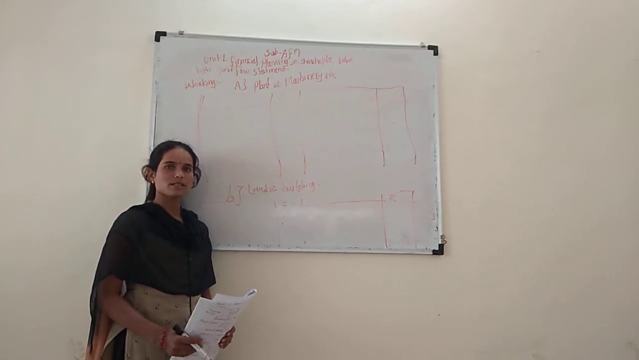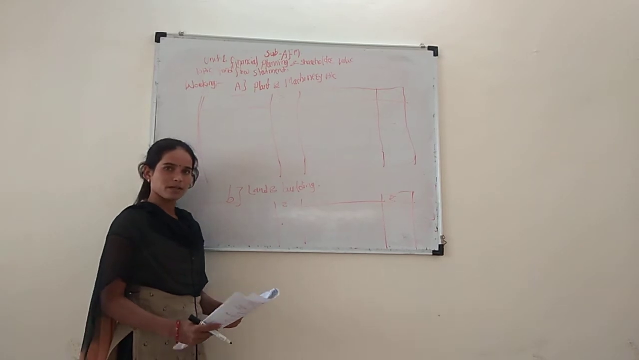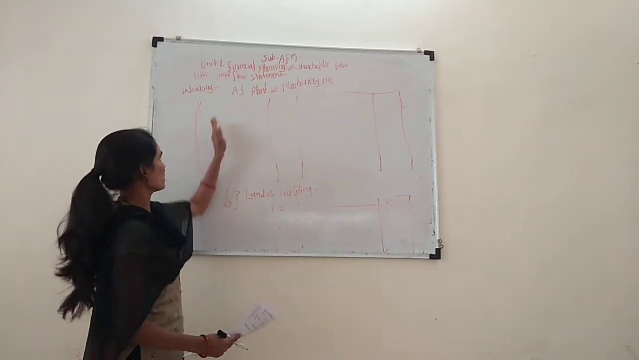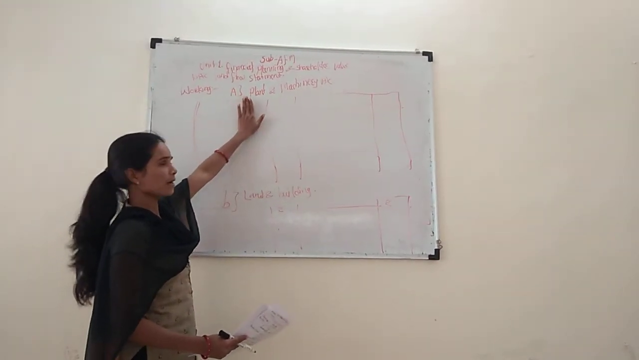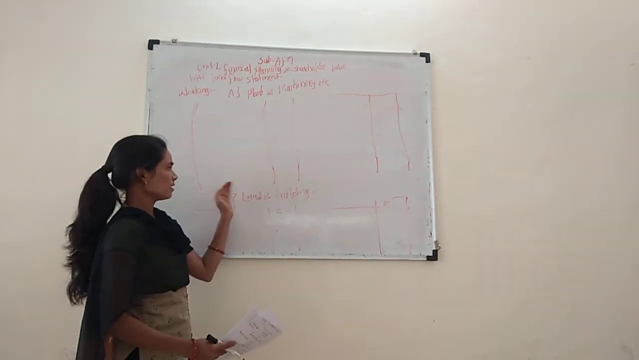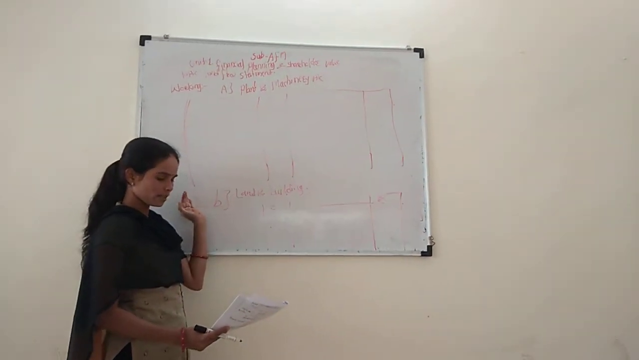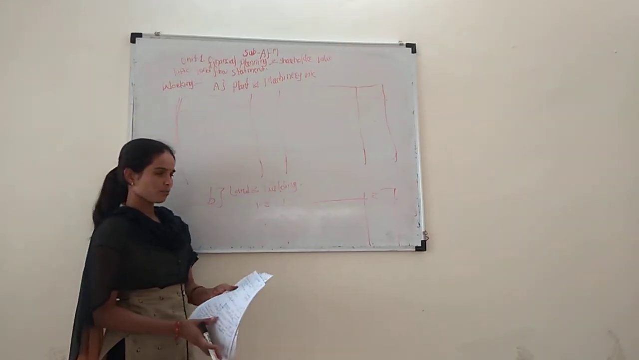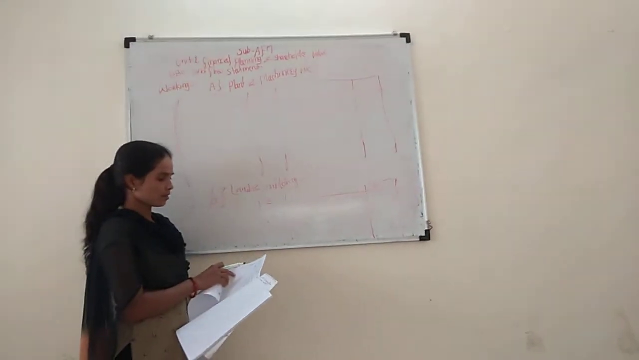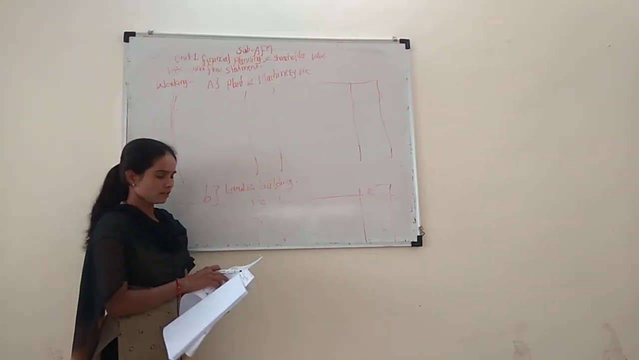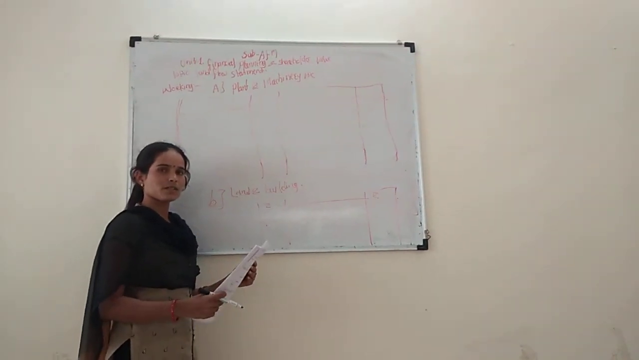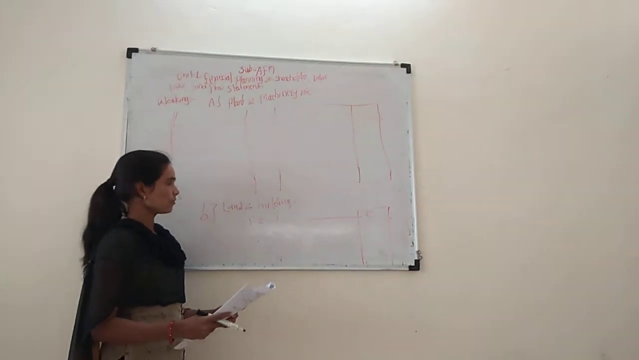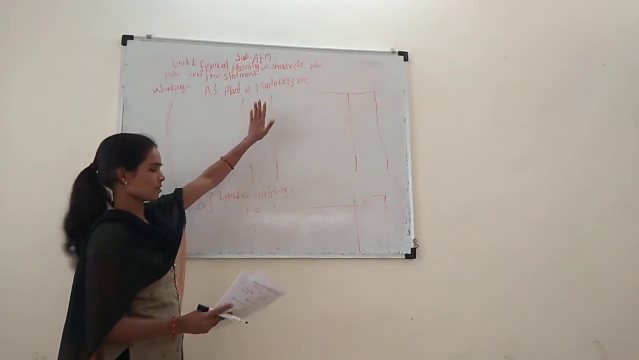Previous lecture discussed the working capital, and today's lecture discusses the working notes. First A, plant and machinery, second B, land and building, C, adjusted profit and loss account, D, proposed dividend account, and last one is fund flow statement. So the first one is A, plant and machinery.